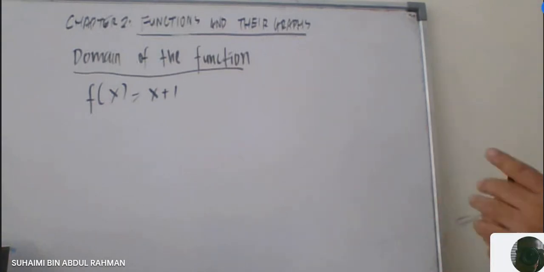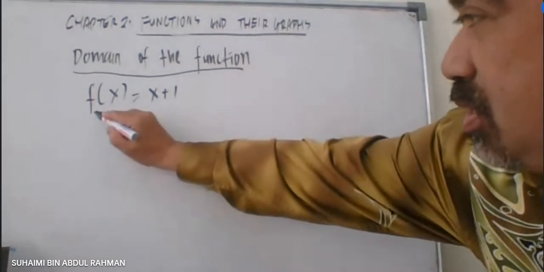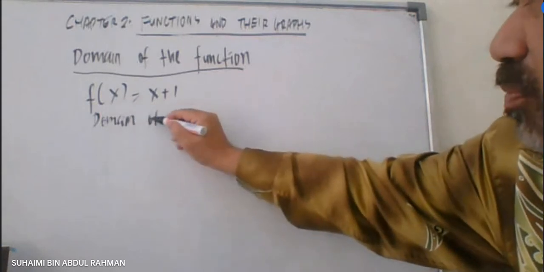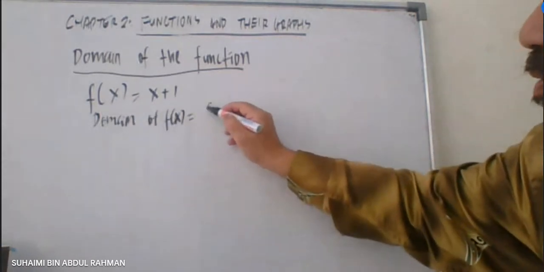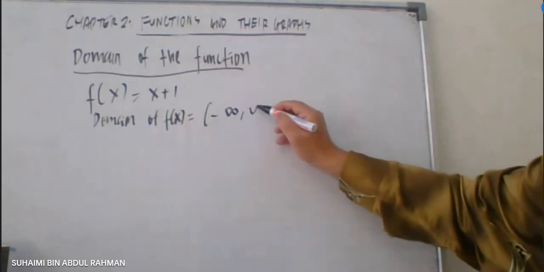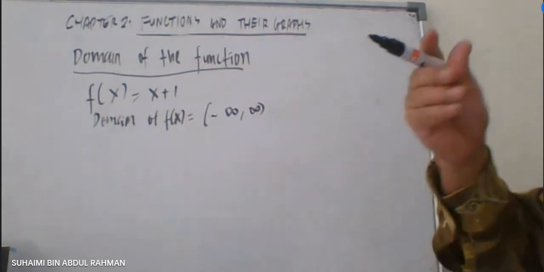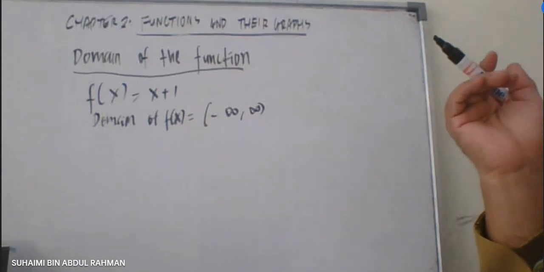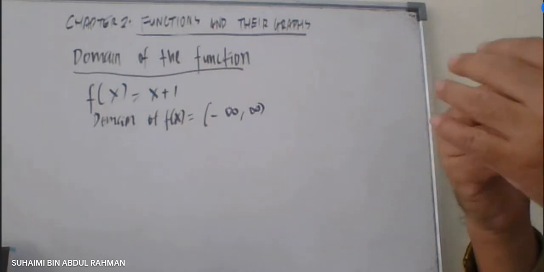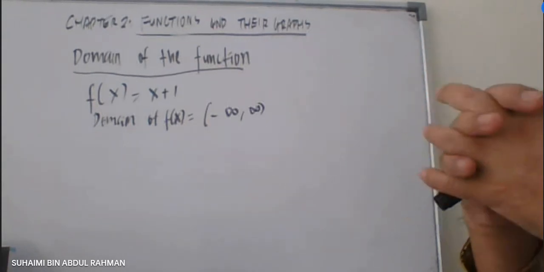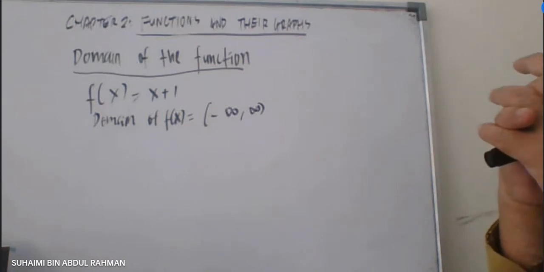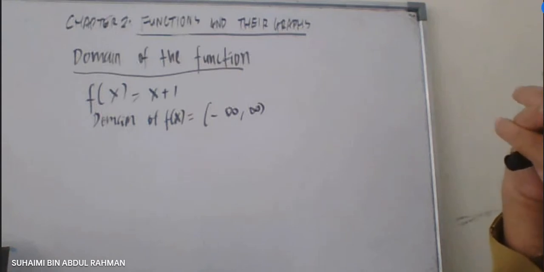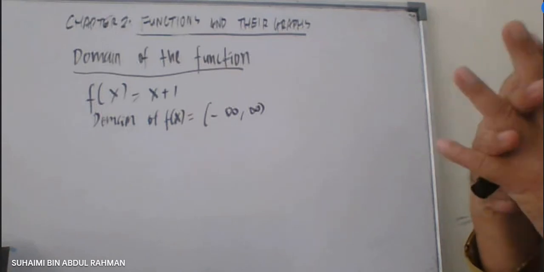So the conclusion is that the domain of f(x) in this function is from minus infinity to infinity, or we can say all real numbers. Whatever number we substitute, even 0, is defined. We only do not want 0 in our denominator. In the denominator, yes, we cannot have 0.